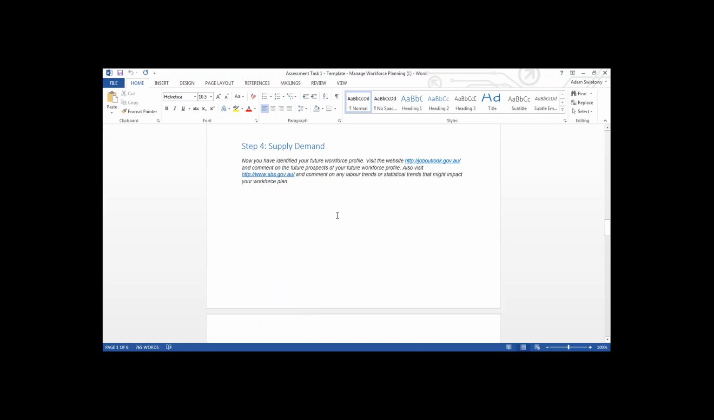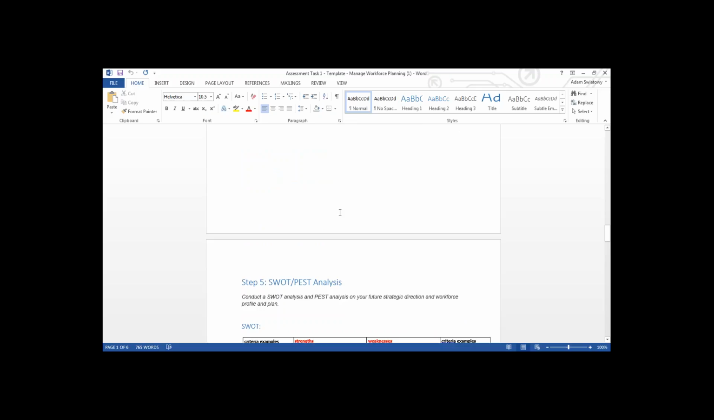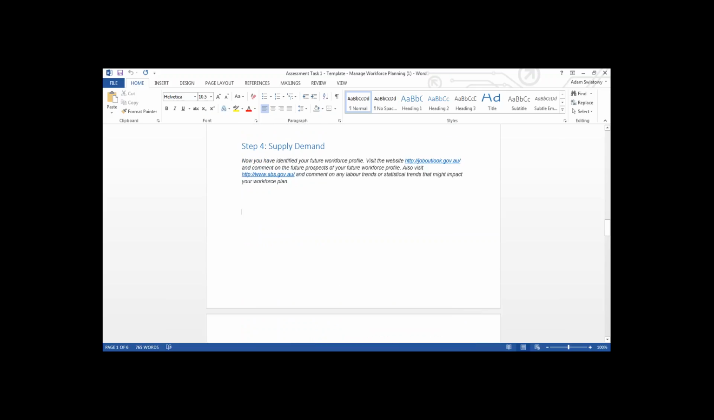Step four is, in my opinion, one of the fun parts of this. This is what we call looking at the supply demand and essentially doing a bit of an analysis on the prospects of some of the roles and skills that we need to fill moving forward. So now that you've identified your future workforce profile, I want you to go to this particular website, which is called joboutlook.gov.au, and I want you to comment on the future prospects of that workforce profile. So if you've identified that you'll need 2 more statisticians for your business, you'll need 3 more nurses, 5 more chefs, whatever that might be.